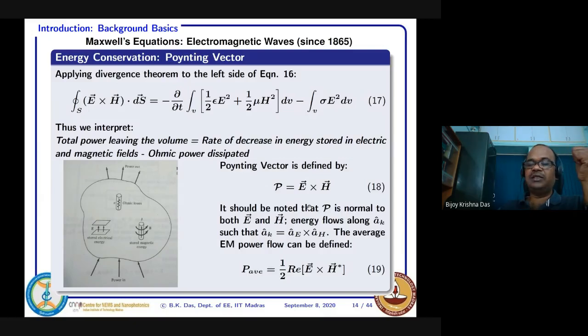But remember that E cross H equals whatever P it is, and earlier we have shown that the E field and H field are perpendicular to each other, only if it is free space or a homogeneous isotropic medium. If it is an anisotropic medium, you can find that E and H may not be perpendicular. Nevertheless, their cross product gives you the energy flow in that particular direction.